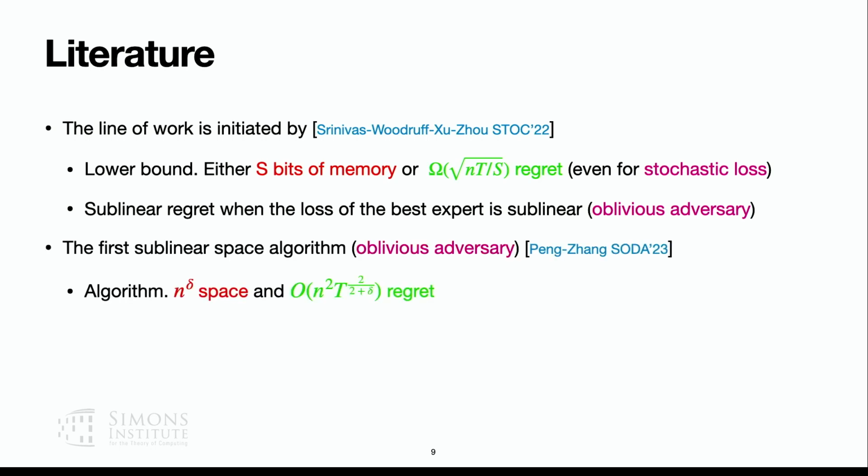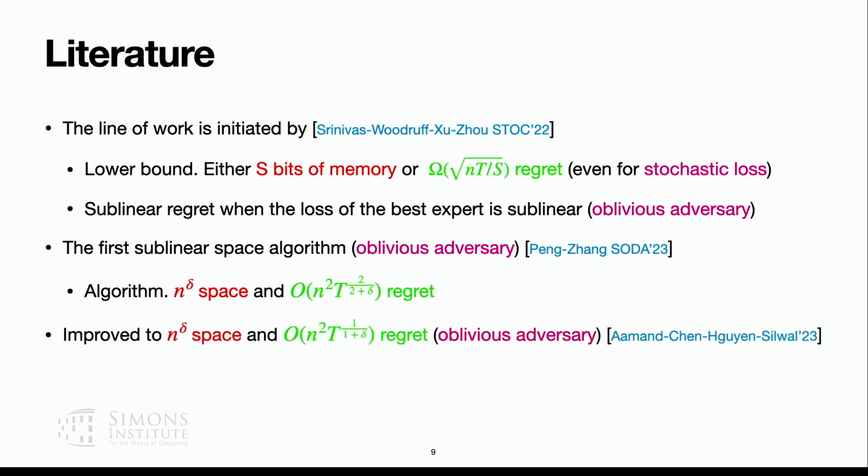So the first sublinear space algorithm is given in my previous paper with Fred Zhang, who is a Berkeley student here. We give the first sublinear space algorithm against an oblivious adversary. In particular, our algorithm obtains n to the delta space, and at the same time, the regret is n squared times T to the 2 over 2 plus delta. So plugging in, for example, delta equal to 1/2, we provide an algorithm that uses square root n space, and the regret is n squared times T to the 4/5. So if T is very large, this is indeed sublinear.